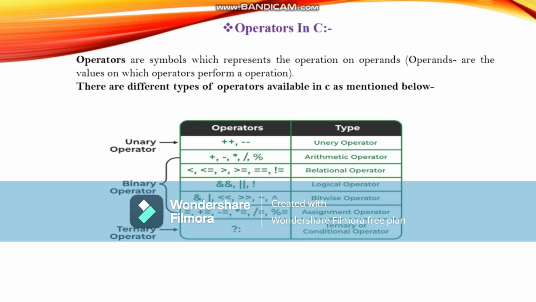For example, plus is an operator used for addition. The following chart shows the types of operators and their symbols. First one is binary operators, such as plus and minus. Second one is arithmetic operators. The binary operators come in 5 types. First one is arithmetic operators, then relational operators, logical, bitwise, and last one is assignment operators. These are the operators and their types.